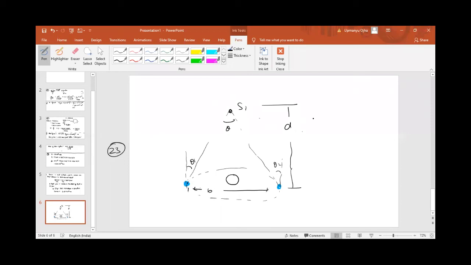So we can say tan theta is equal to b by d. When the observation is taken over 6 months, this b will be equal to 2 astronomical units. So this d will be equal to b by tan theta, that is 2 astronomical units divided by tan theta.